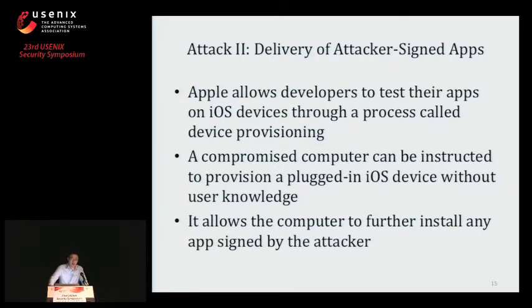And the second attack we showed is that we are able to deliver attacker-signed apps. The background is this: to enable third-party developers to test their own app on physical devices, Apple allows a provisioning process. Basically, you just turn your device into a developer mode. After that, the developer can sign their own app and run them on the physical device. But what we found is that the whole provisioning process can be done without the user's knowledge. So basically, if you connect your phone to the computer, it can still provision your device. After that, the attacker can install any app signed by themselves.